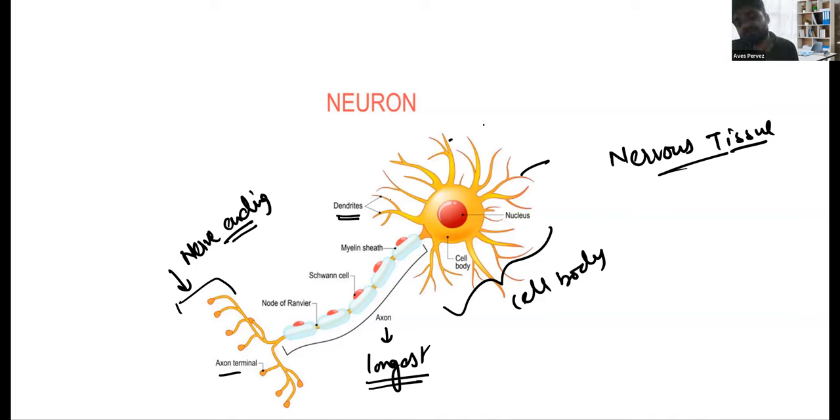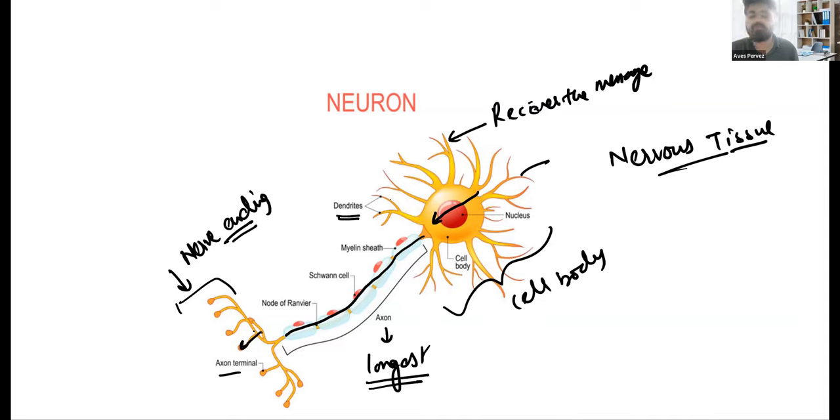So dendrite receives the message. And from dendrites, it reaches the cell body and then the axon and then finally the synaptic terminal. Got it? And from where does it receive the message? It receives the message from the sense organ, okay? Got it? Yes, sir, got it. Let's move further.